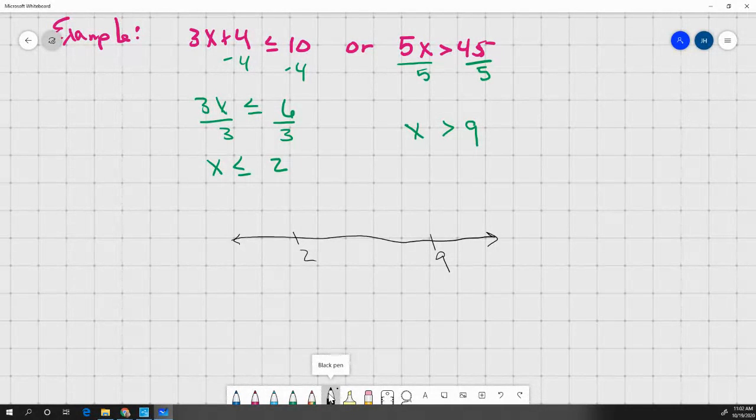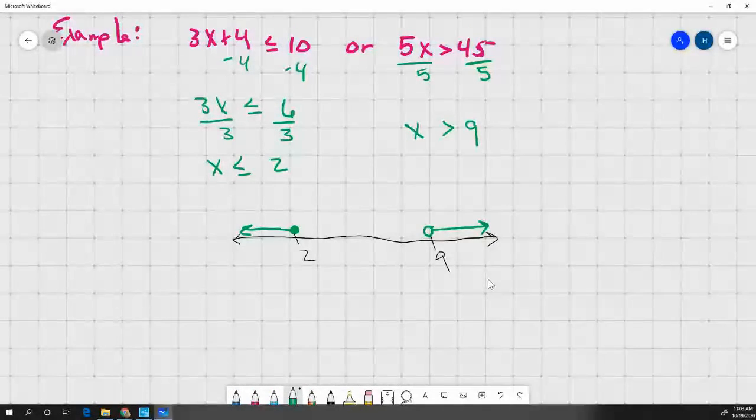So here we have less than or equal to 2. So I would have a solid dot right here at 2 going in this direction. Here I have greater than 9. So it's not greater than or equal to. So I'm going to have an open dot and it's going to go in this direction. Right? So this is how we're going to graph these. Ors will always go in opposite directions. You're always going to have 2 separate graphs on there that go in opposite directions. Ands are going to have a whole different effect.